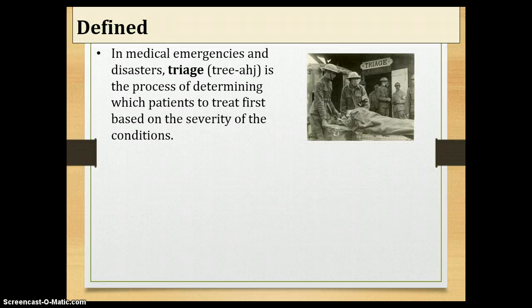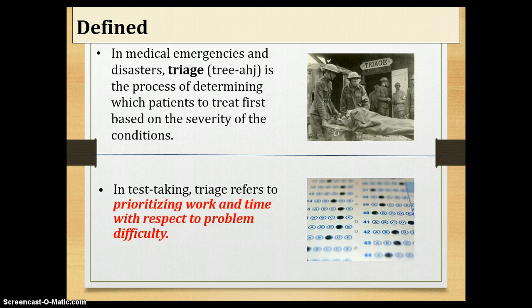To get started with a short history, triage was originally used by medical units in wartime as they tried to figure out which patients to treat first. For example, if two patients come into a clinic at the same time, one of them's got a gunshot wound, one of them's got a headache, they're probably going to treat the gunshot wound first because it could be a life or death situation. So triage is the process of determining which patients to treat first when we're talking about healthcare. In the context of test taking, triage refers to prioritizing work and time with respect to problem difficulty, or more simply stated, solving the easiest problems first.